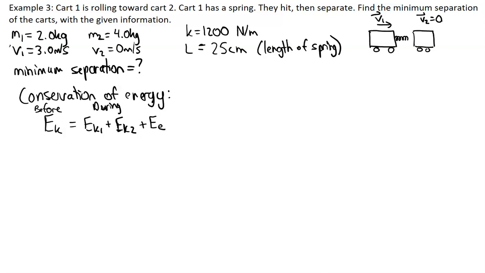And then we have this elastic potential energy that's stored up in the spring as well during the hitting of the two carts. So this is both carts moving, as I noted. And then this is the energy in the spring. And that spring is compressed.